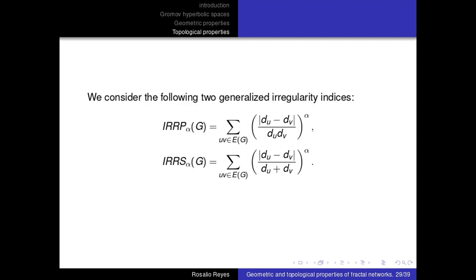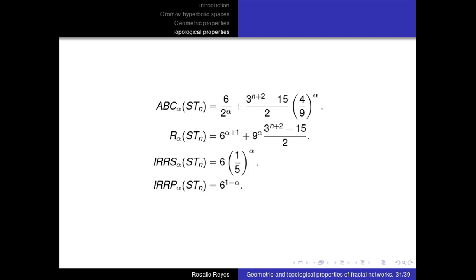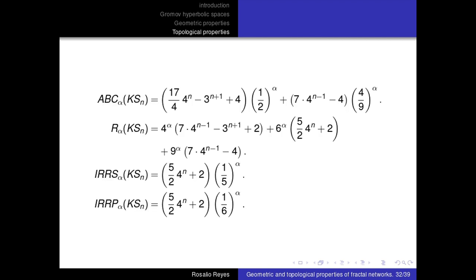Given a graph G, an irregularity measure is a numerical descriptor that is 0 if and only if the graph G is regular. In this work, we consider the following two irregularity indices. Considering these indices on the family of Sierpinski carpet graphs in step n, we obtain the following formulae. For the Sierpinski triangle, we obtain the following formulas for the mentioned topological indices. Finally, for the Koch snowflake, we obtain the following formulas.